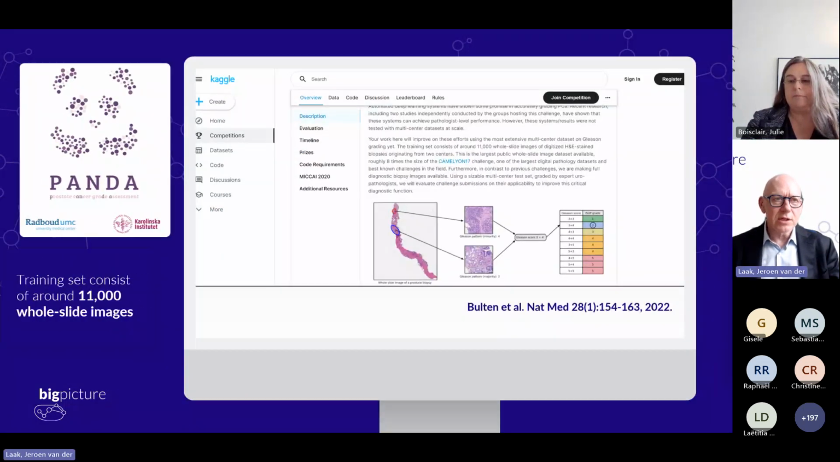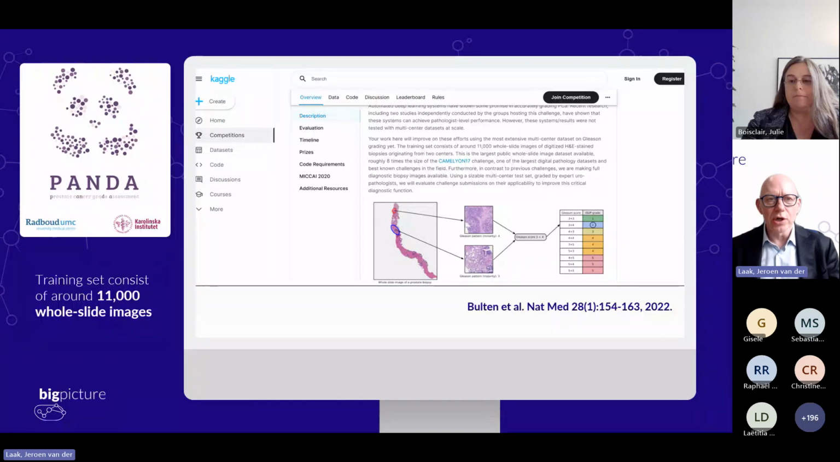Now, in subsequent studies, and this is another challenge that we organized, the amount of data increased, because we felt that if you want to make clinically useful algorithms, you need much data. It's big data all over. So this is, for instance, the Panda data set, and here we shared 11,000 whole slide images. And again, this was successful. People used the data. People came up with great solutions that are on par with pathologists, or even exceed the performance level of pathologists, in this case, grading prostate cancer.